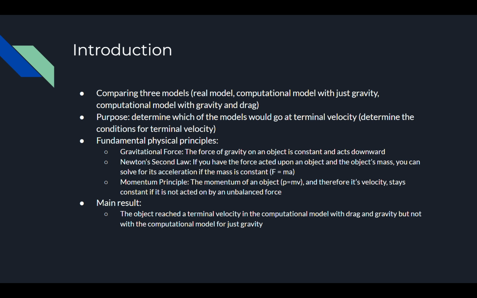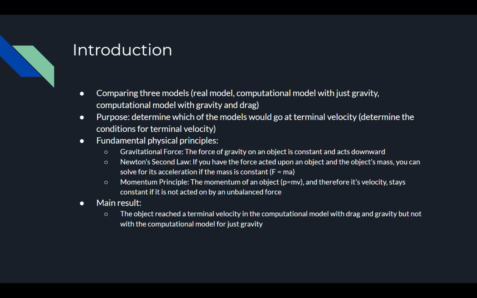So both the second law and momentum principle demonstrate that terminal velocity is when F would equal 0 and therefore acceleration is 0, and that the velocity would be constant when it's at terminal velocity. And then of course the gravitational force is there because one of the forces going down and acting on the object is the force of gravity.